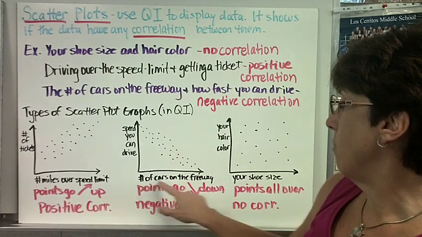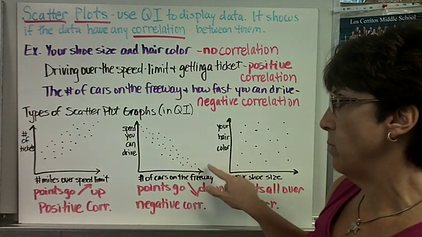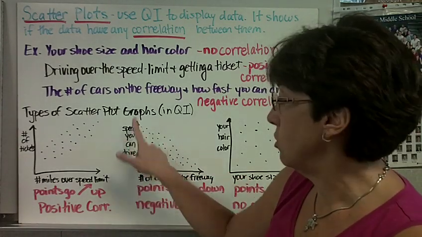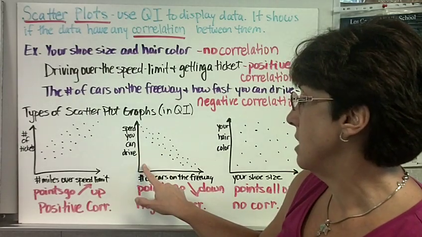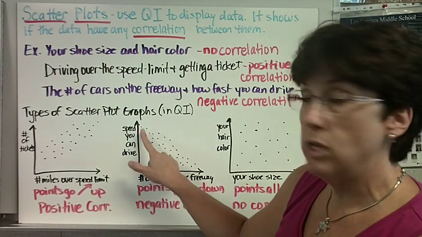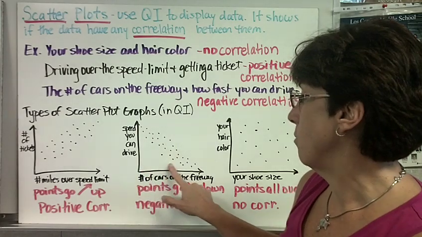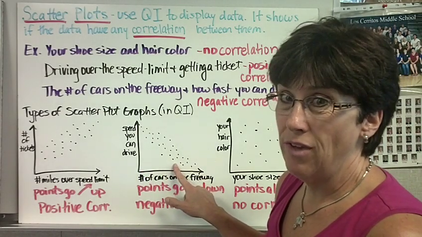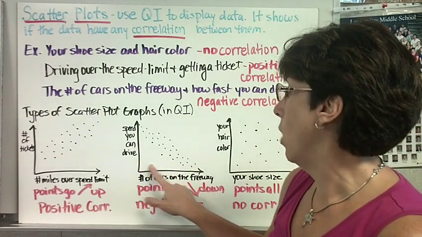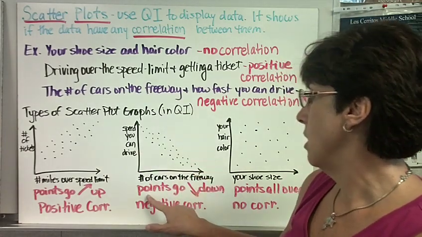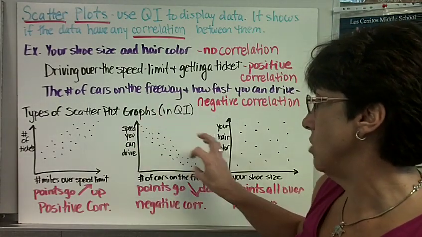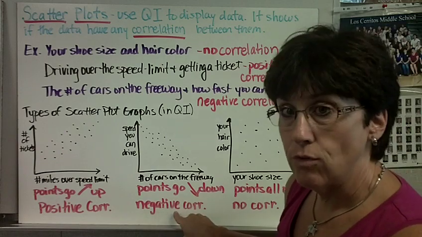Here's the number of cars on the freeway. As that gets bigger, here's the speed you can drive. Okay? So if there aren't very many cars on the freeway, you can go pretty fast. But as the number of cars increase, you can't go very fast. Okay? So as one goes up, the other goes down. So if the points in general go downward, that's a negative correlation.